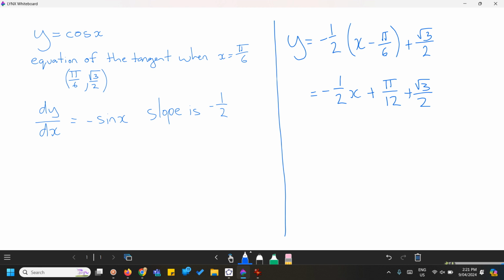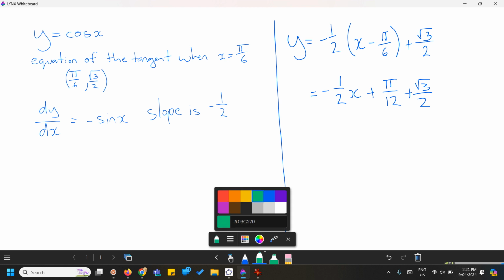But if we wanted to, we can combine those, the y-intercept here at the end. If we wanted to combine them, I guess we could, and we could write y equals minus 1/2 x plus, lowest common denominator would be the 12 there, so it would be pi plus 6 root 3, over 12. Just to tidy things up and have our y-intercept as a single value at the end.